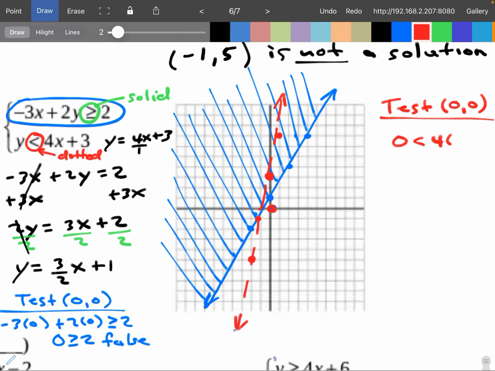All right, what point you want to test? Test 0, 0. So we're going to test 0, 0 right here. I'm going to plug 0 in for x and 0 in for y. And I'm going to plug that in this original second inequality right here. So if I do that, that's going to say 0 is less than 4 times 0.